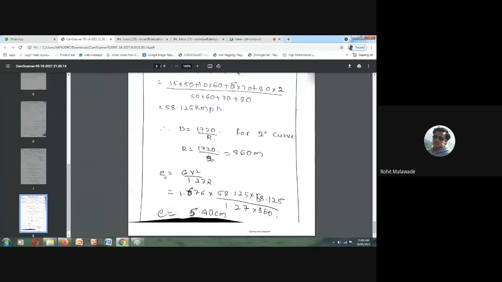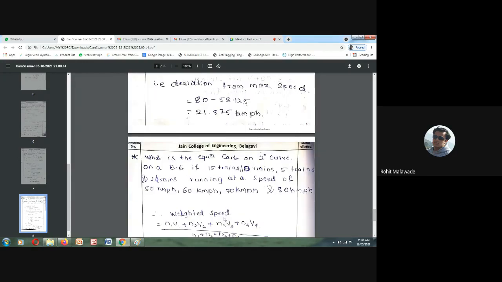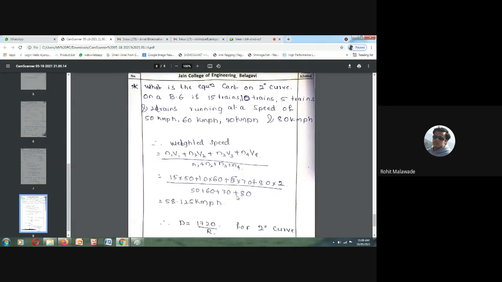So now E is equal to GV square divided by 1.27 R. Okay. So I know what is G. I know what is V, which I have already calculated. I know what is the R value, which I have already calculated. So I will be getting the super elevation as 5.40 centimeter for a 2-degree curve. Is it clear? Is it clear?